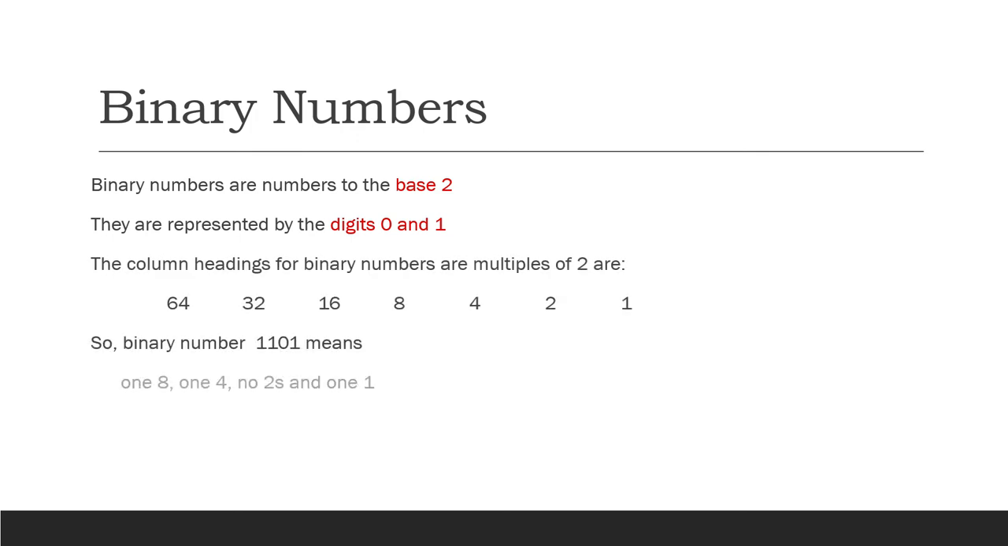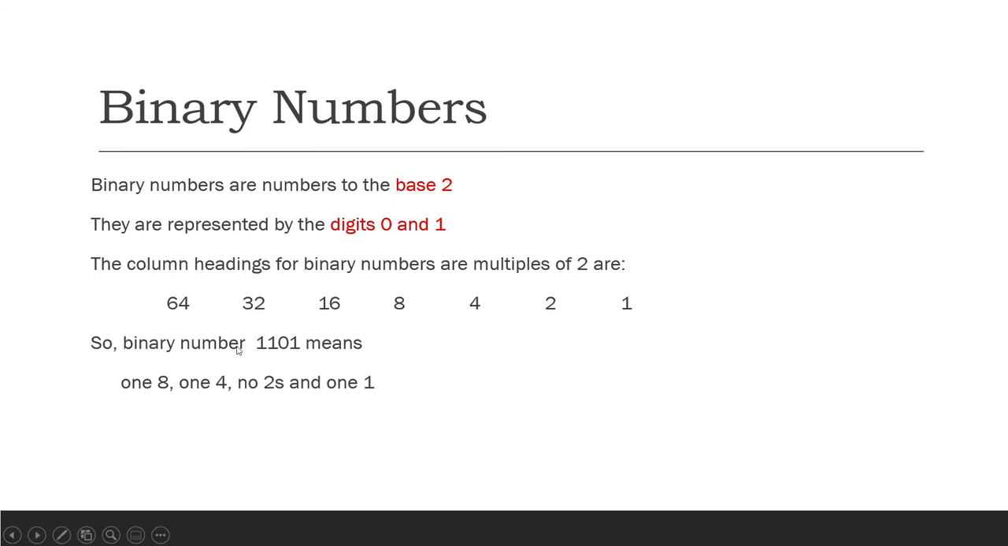And the column headings, again, are multiples of 2. So we start off with a 1. You always start off with a 1. And then the next column is 2. The next column is 2 times 2, that's 4. Next column is 2 times 4, 8. 2 times 8, 16. 2 times 16 is 32. 2 times 32 is 64. And the next one will be a 128.